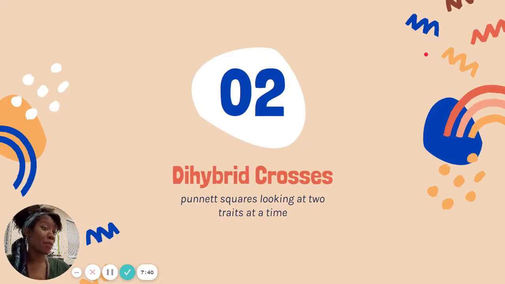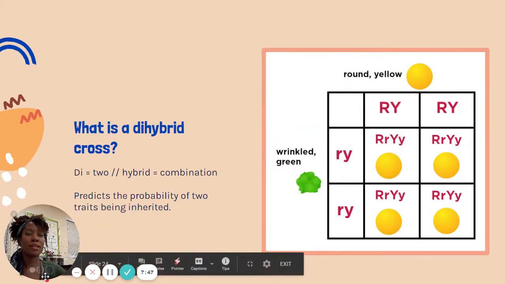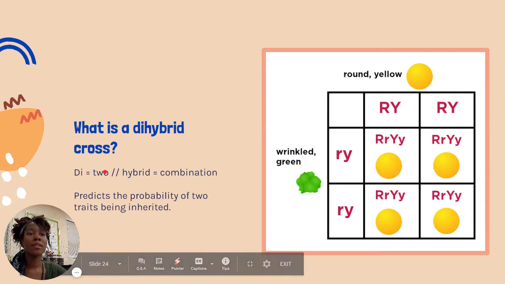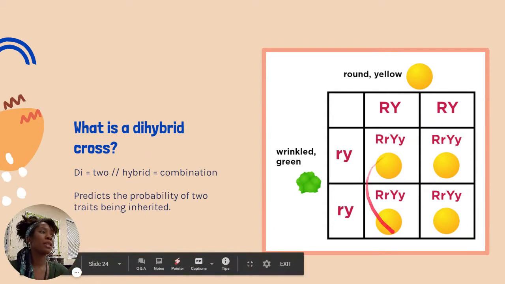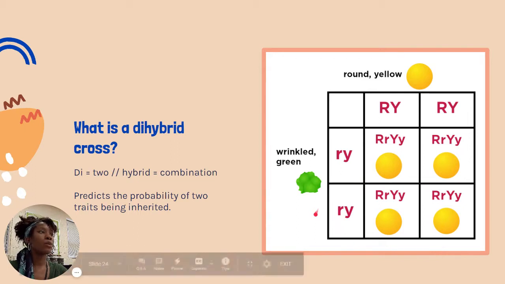Okay, now let's get into dihybrid crosses. Punnett squares where we're looking at 2 traits at a time. As with everything in biology, we can break down the word. Dihybrid cross. Slice that word into its separate parts. Di means 2. Hybrid means a combination. So we're looking at 2 things combined, and we're predicting their probability. Whereas before, we would just look at 1 trait.